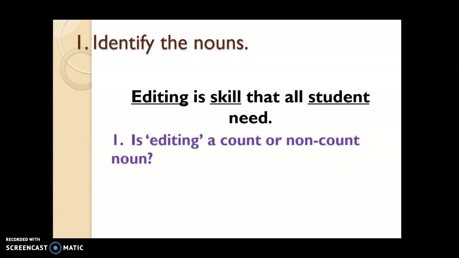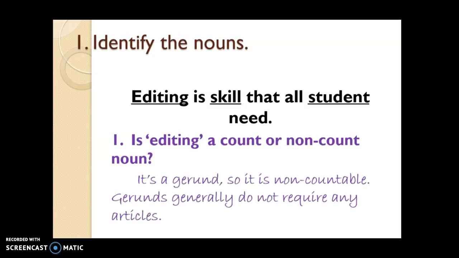So after we identify the nouns, we need to analyze each one. So let's look at the first noun, editing. Is editing a count or non-count noun? In other words, can we say editings with S? That would mean that it's countable. Okay, editing is actually a gerund, so it's non-countable. Gerunds are words that end in -ing many times, and gerunds do not require any articles.